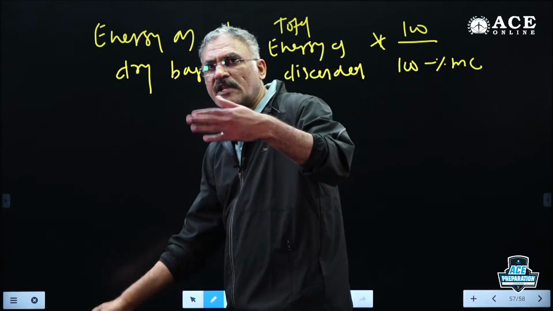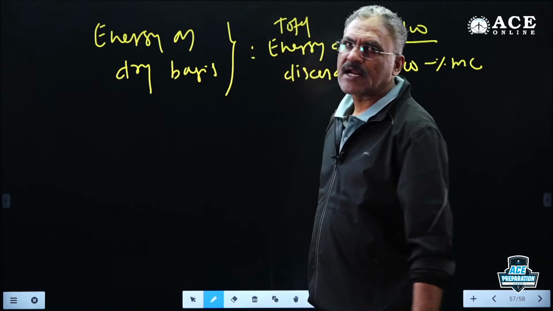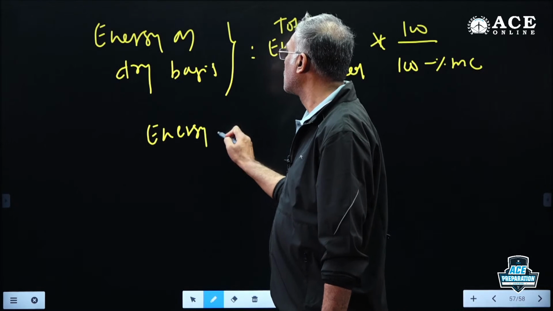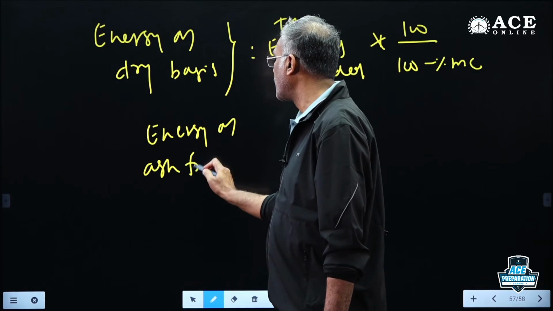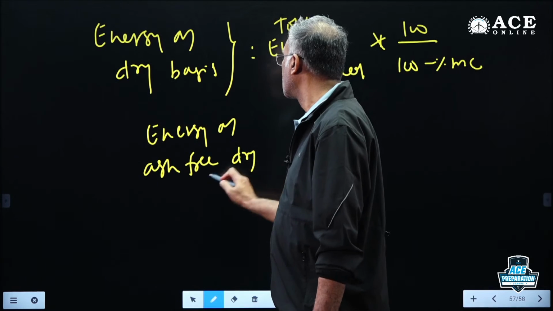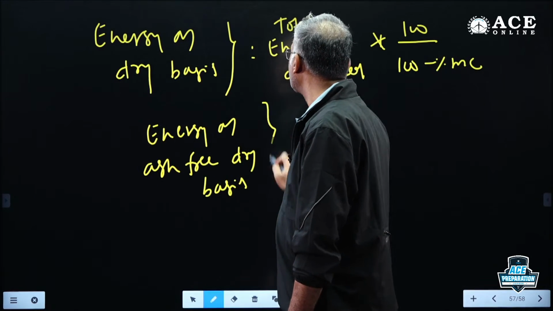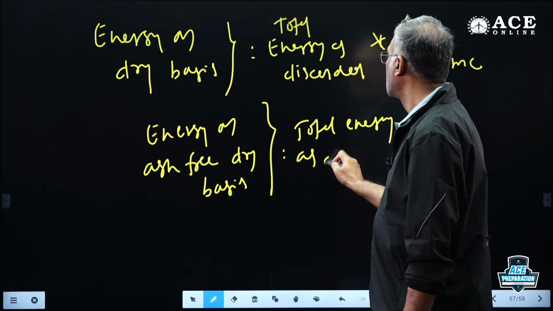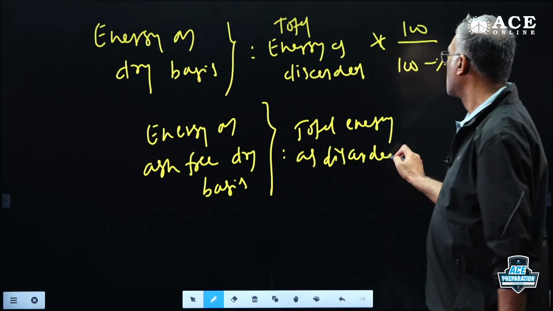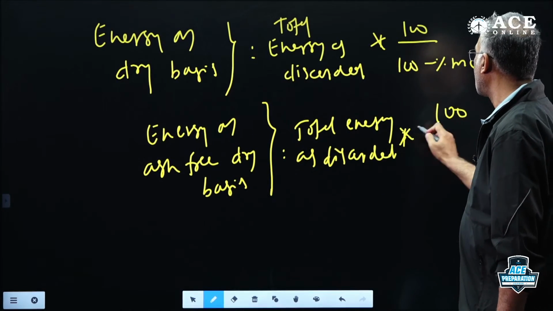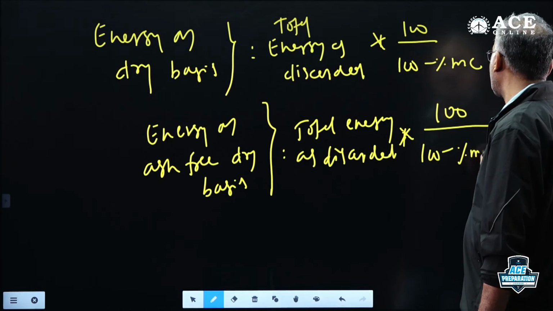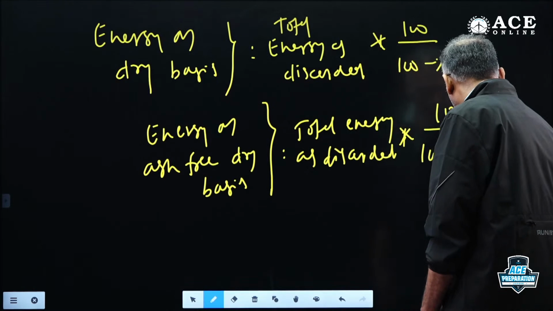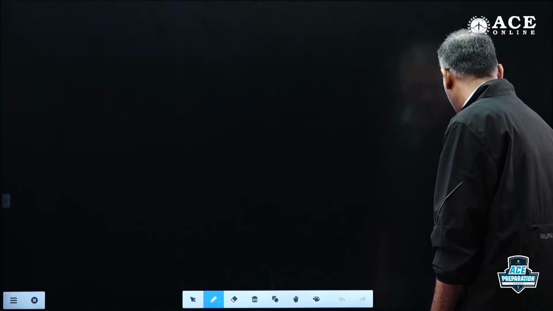If you also remove the ash, then the energy content still increases. This is ash-free energy, on an ash-free dry basis. Ash is also removed from the solid waste, moisture is also removed from the solid waste, and energy still increases. Total energy as discarded into 100 by 100 minus percentage moisture content minus percentage ash content. So these equations you have to remember. Then you can comfortably answer questions in solid waste management.